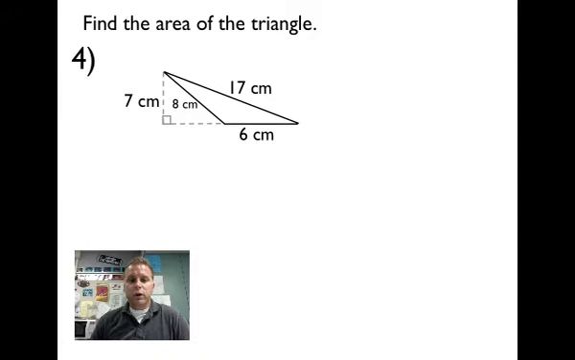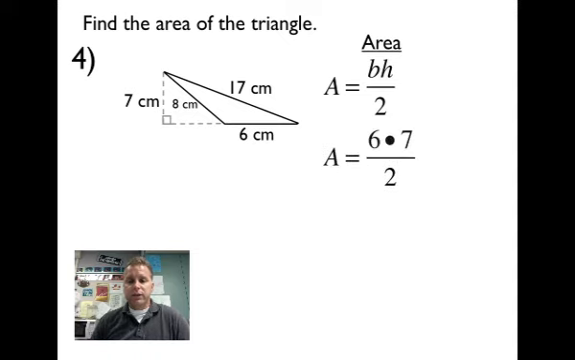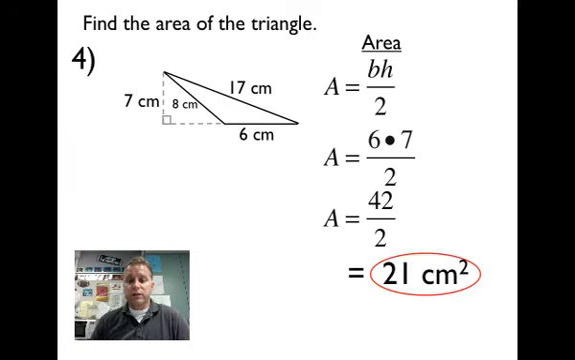Here is number 4. Would you try number 4, please? Remember, our formula is base times height divided by 2 is equal to the area of a triangle. So what are the base and the height here? 6 and 7. 6 times 7 is 42. Divided by 2, we get 21 centimeters squared.